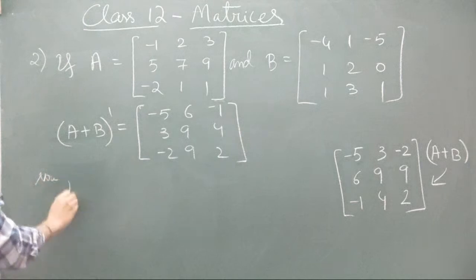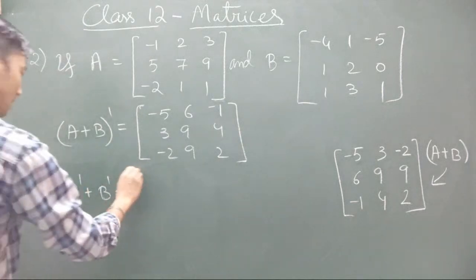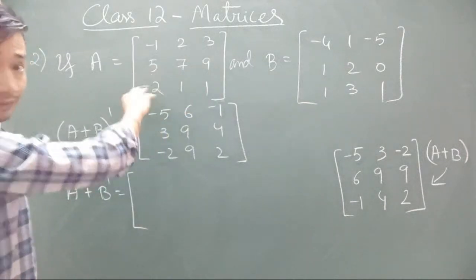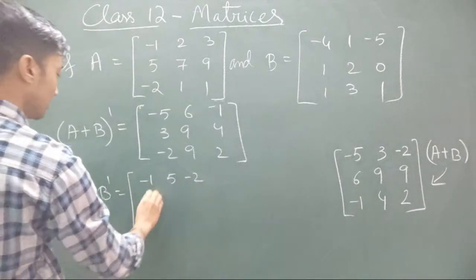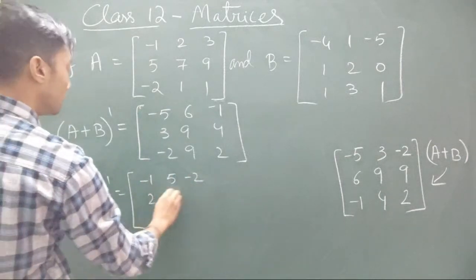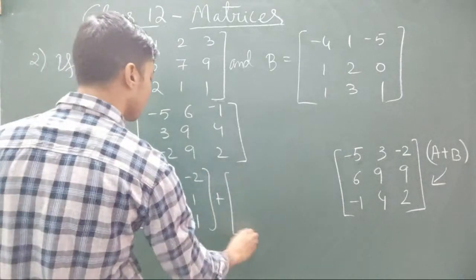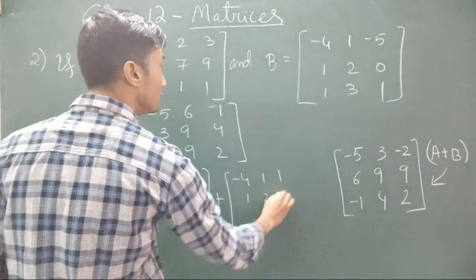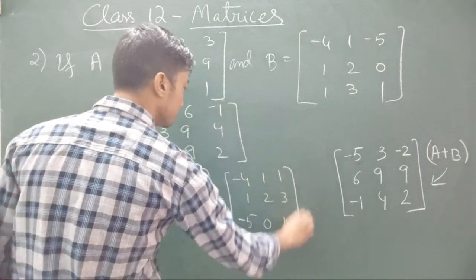Now let's find out A transpose plus B transpose. I'm going to do it directly here. A transpose, I'll just directly convert: -1, 5, -2, 2, 7, 1, 3, 9, 1. Plus B transpose: -4, 1, 1, 1, 2, 3, -5, 0, 1.